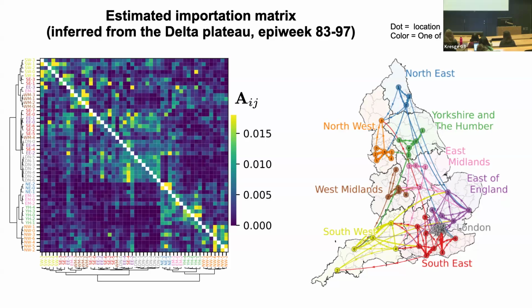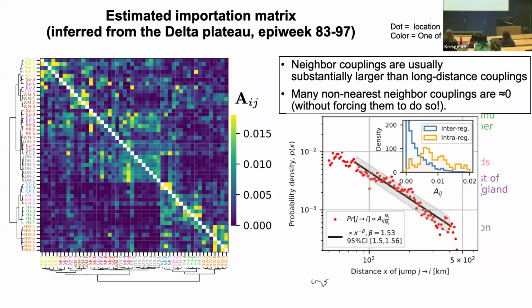here we have drawn a network where we only show a connection. These are all directed connections. We only show a connection if the corresponding entry in the matrix is larger than a threshold. And so in this network, then you see that mostly you kind of import from neighbors, but sometimes there are also long distance connections that are significant. That is also shown here, that inter-regional connections tend to be stronger than intra-regional connections.